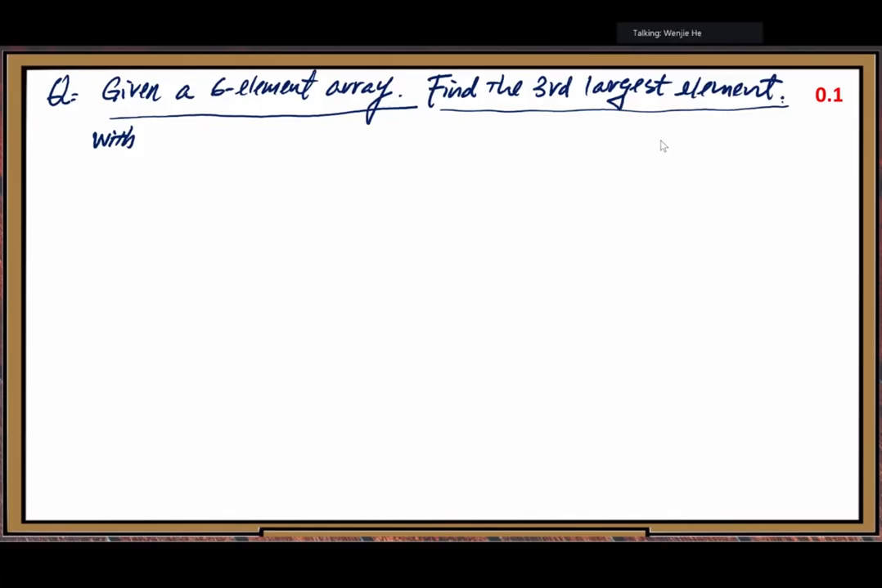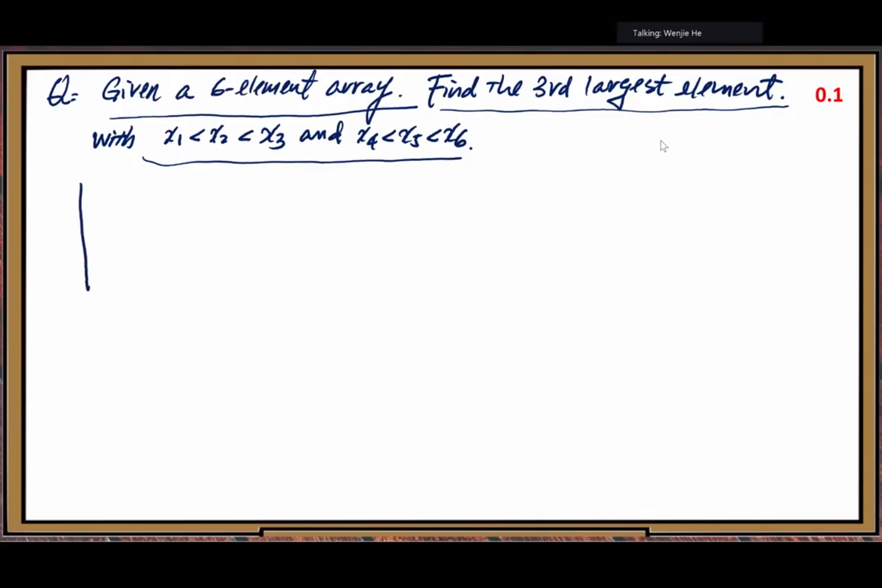So here I give you a simplified version with x1 less than x2 less than x3, and x4 less than x5 less than x6. Two ordered chains. With this kind of given condition, the problem is much easier. All right, let's look at the solution.